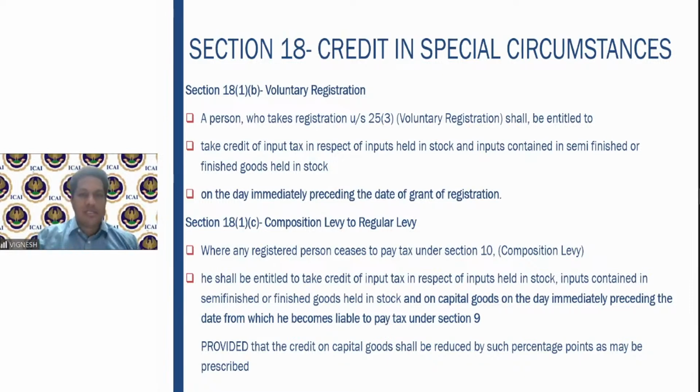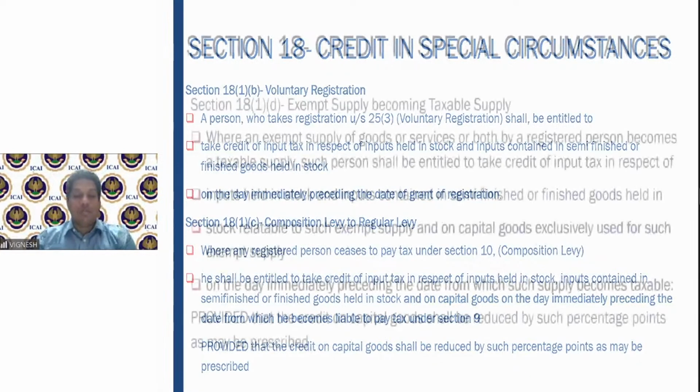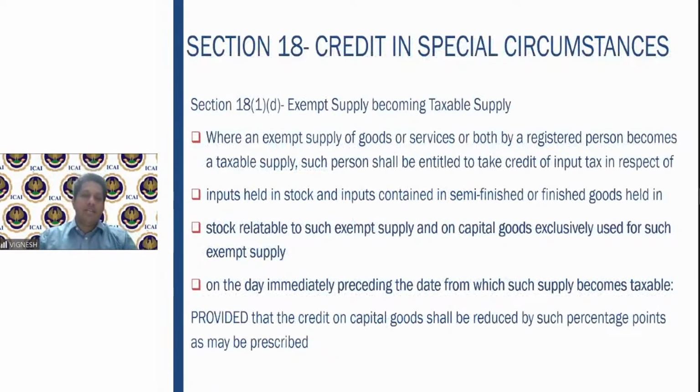There has to be a depreciation element whenever it is capital goods. So therefore, to that extent, the depreciation benefit has to be given, and it will be reduced by such percentage points. Next, 18(1)(t). This is also very, very interesting.